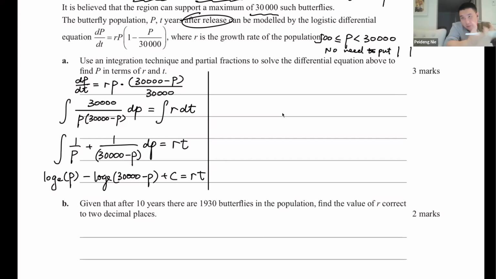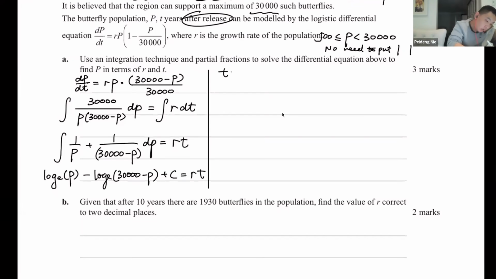We're using separation of variables and partial fractions to find the general solution first in terms of P and t. And then we substitute the values t equals 0, P equals 500. And then log e of 500 divided by 29500 plus C equals 0. And if you cancel that out, C is minus log e.